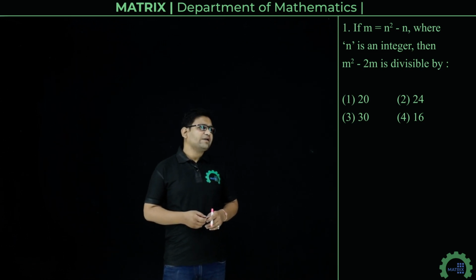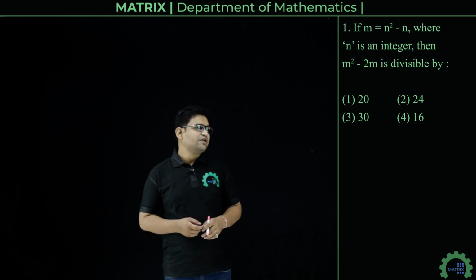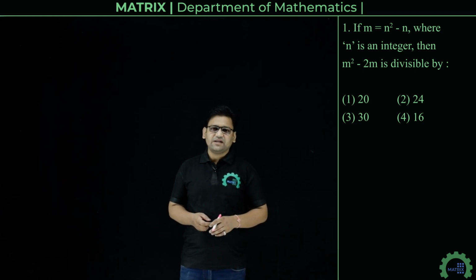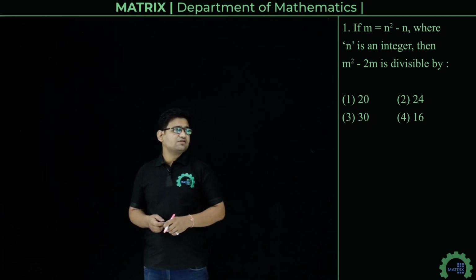If m equals n square minus n, where n is an integer, then m square minus 2m is divisible by, and the given options are 20, 24, 30 and 16. So let's see how to solve this question.